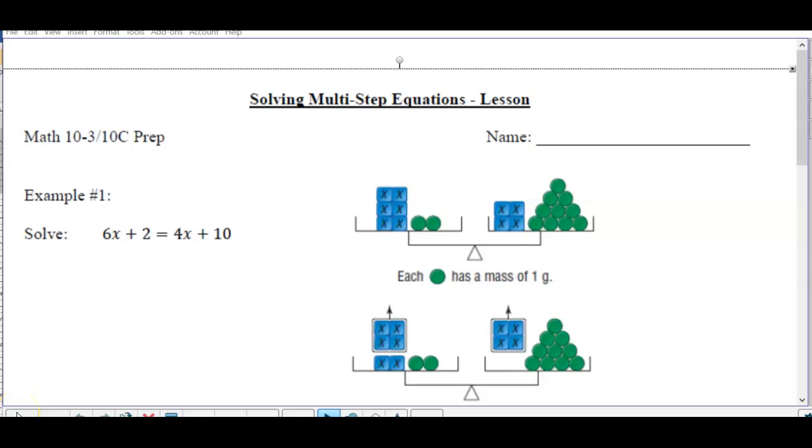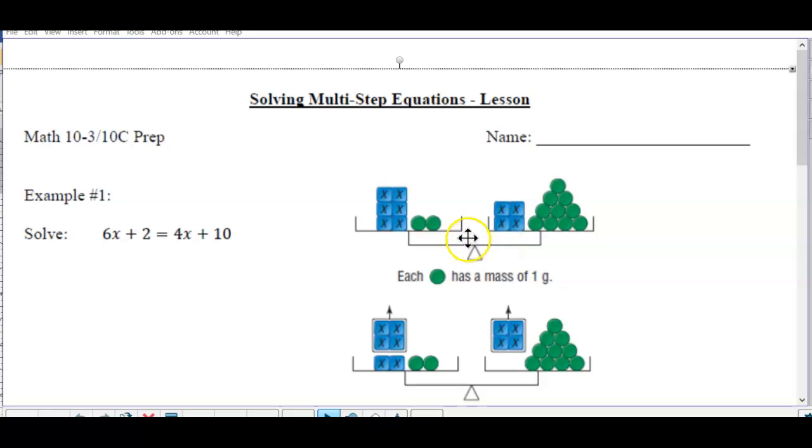Okay, so we solved two-step equations yesterday. Now we're going to look at multi-step. That means more than two steps. So again, looking at a balanced scale here, if it's balanced like this, so horizontal, that means the left side of it has to equal the right side. So we need to try to figure out what each blue X represents.